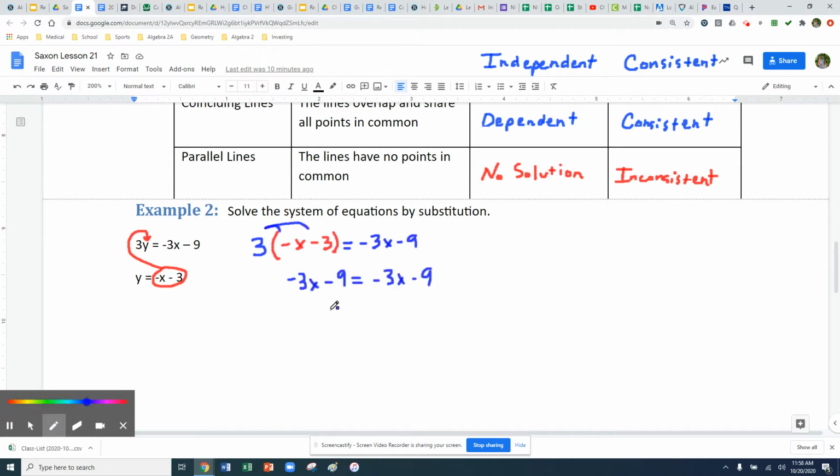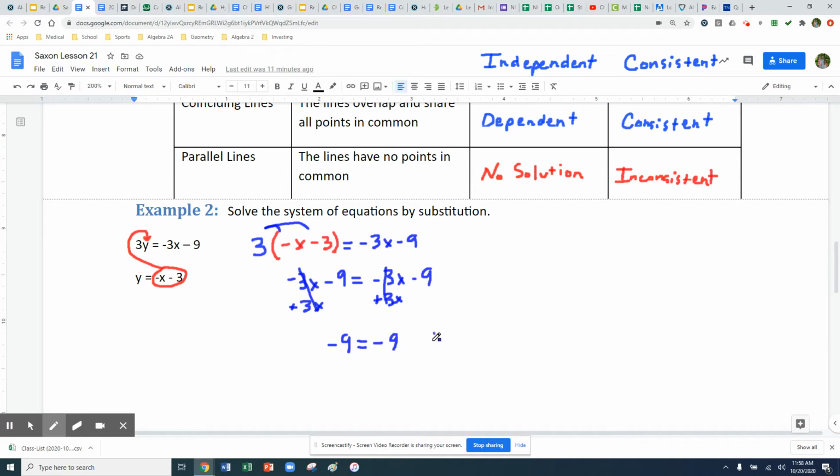After I did the distributive property, I'm starting to notice something unique happening. I've got negative 3x minus 9 equals negative 3x minus 9. So I'll get my variables collected on the same side, which will mean add 3x. But we'll notice that our variable parts will cancel out. Well, that's going to lead us to this special case. So here I've got negative 9 equals negative 9.